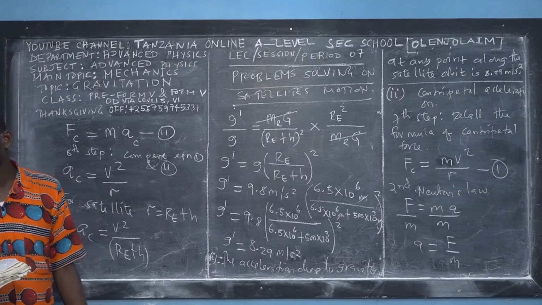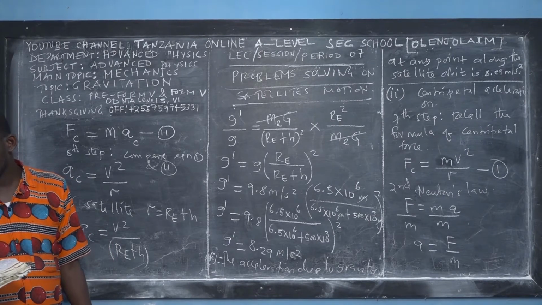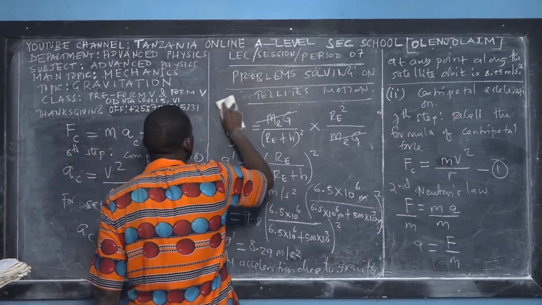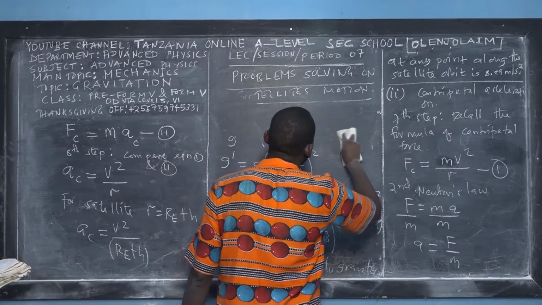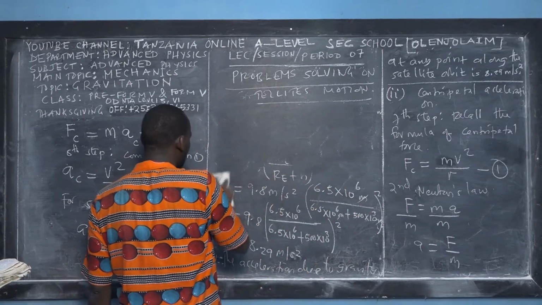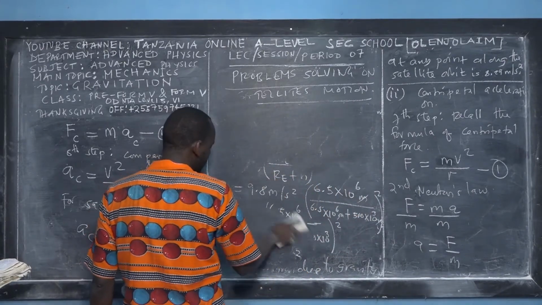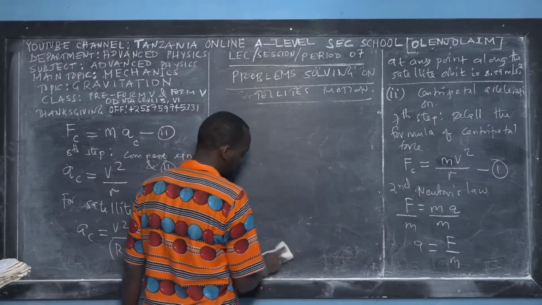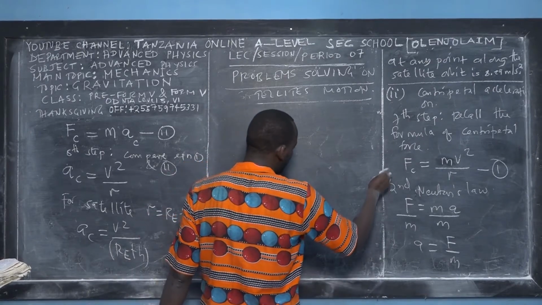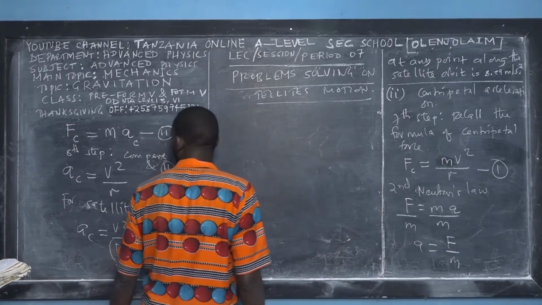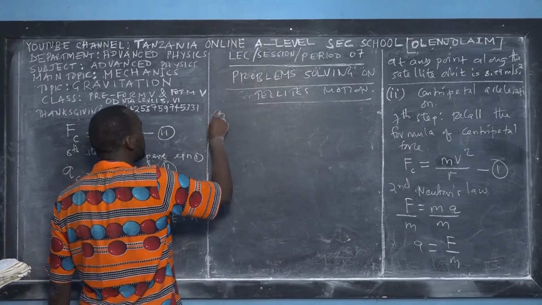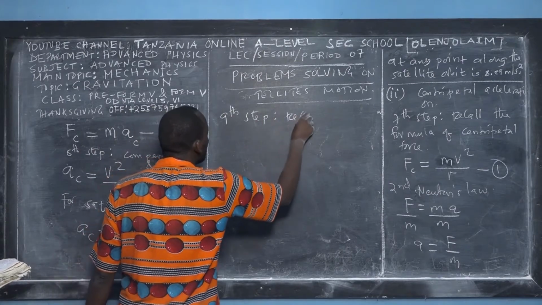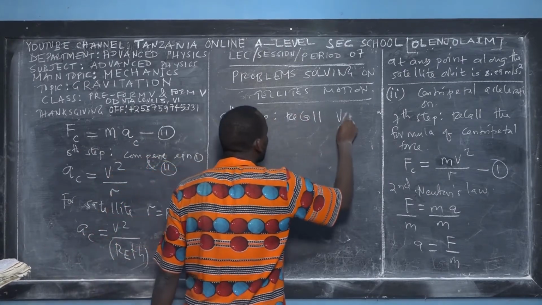So do we know the velocity of the satellite? Do you remember the formula for the velocity of the satellite? I told you in previous lectures. So recall the formula for the velocity of the satellite. Because if you know the formula for the velocity of the satellite, then now you can find the centripetal acceleration. So the 9th step, we recall the formula for the velocity of the satellite.